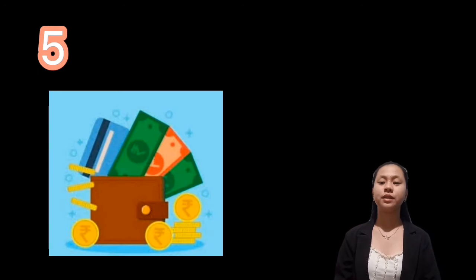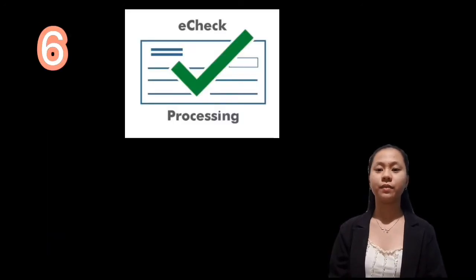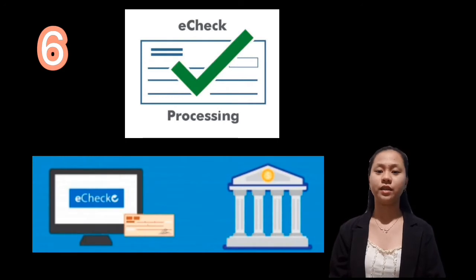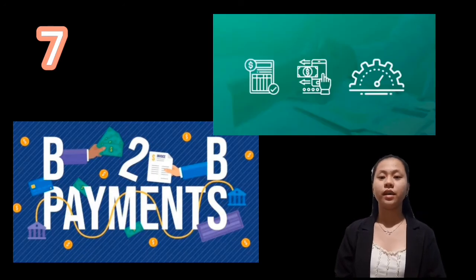Fifth, describe the situation where e-micropayments are used and the alternative ways for handling this situation. Sixth, describe the process and parties involved in e-checking. Seventh, describe the payment methods in B2B EC, including payment for global trade.